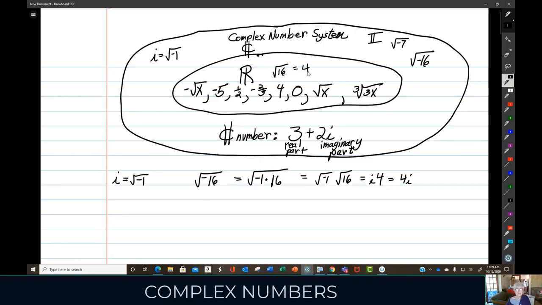So when your calculator gives you an error saying not in the real number system, a non-real number, it means it lives out here where the non-real numbers live, in the complex number system.